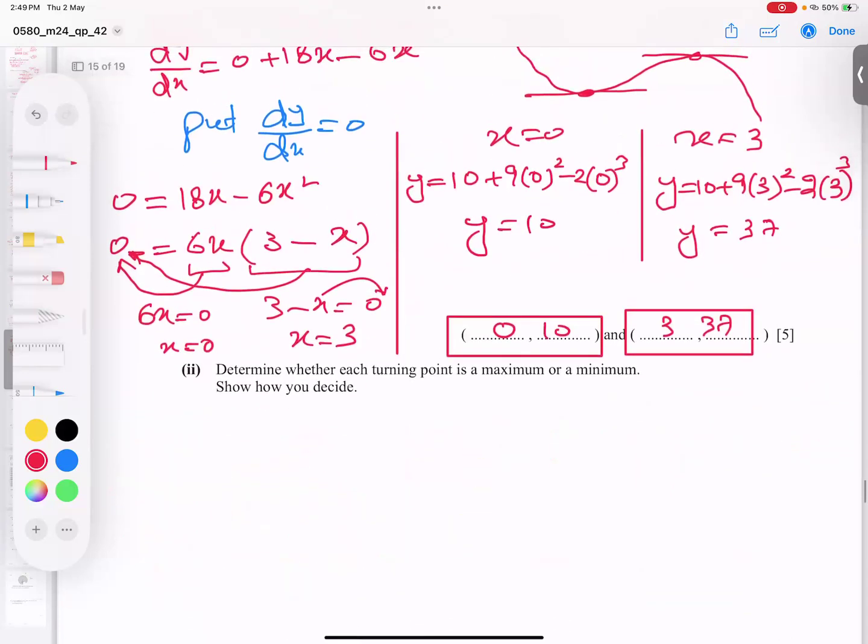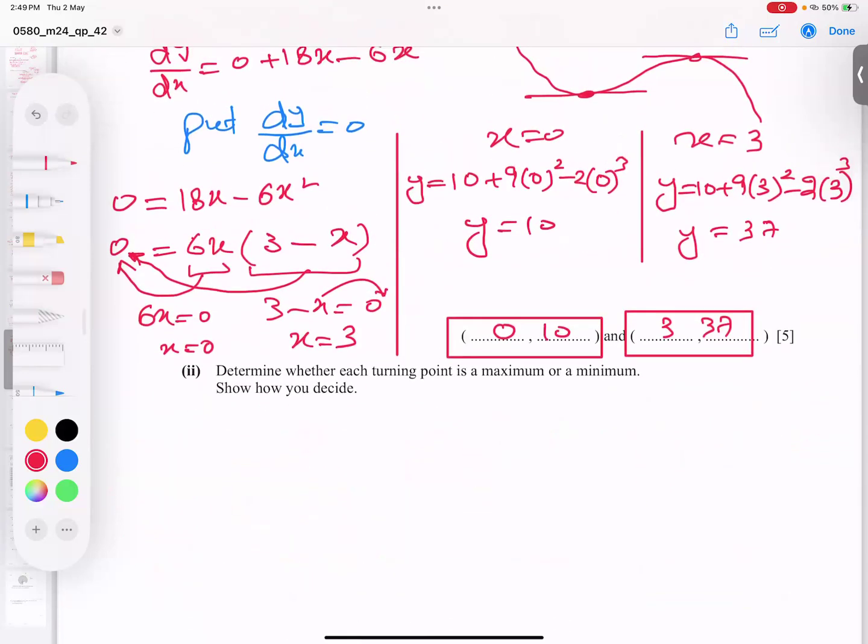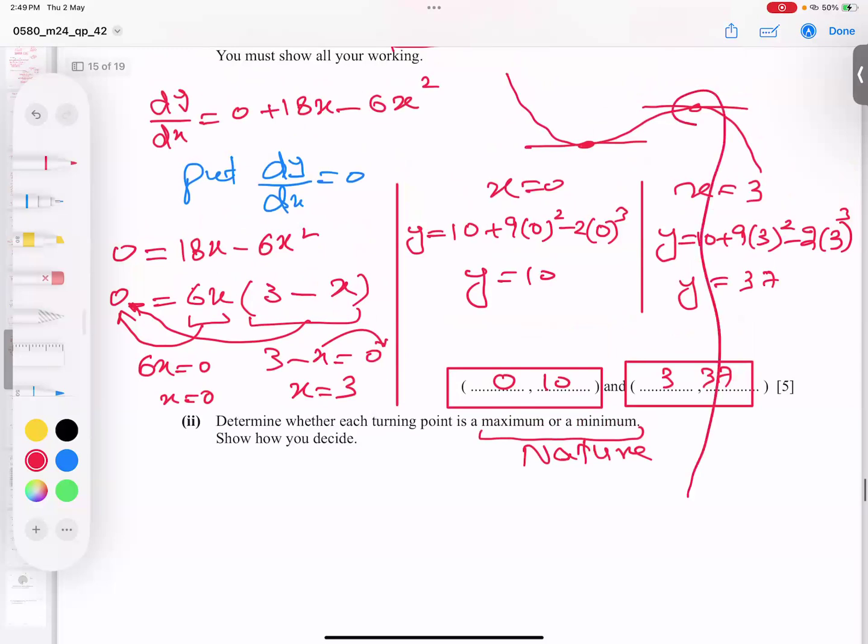Now the nature. What is called nature? Let me tell you. Whenever he's asking to determine the nature, he may not mention nature, but maximum or minimum deals with nature. So he can use the word nature, or he can use the words minimum and maximum. So how to decide this point? This is a peak. The top peak is called a maximum point. And this one is a minimum point. So we have maximum and minimum points.